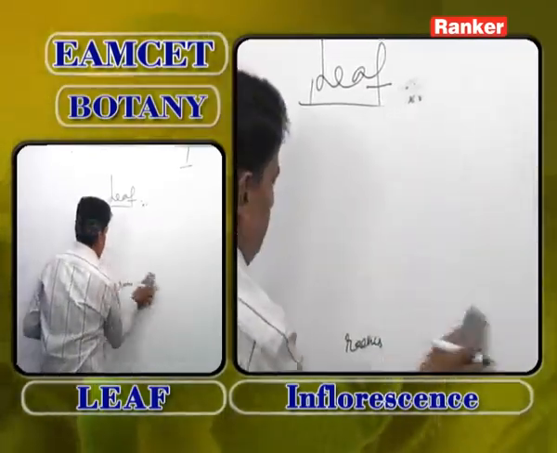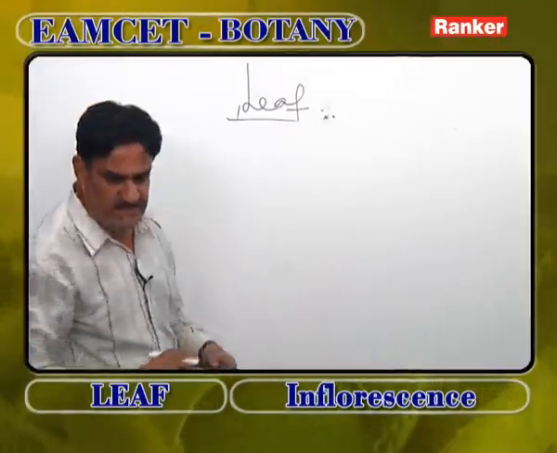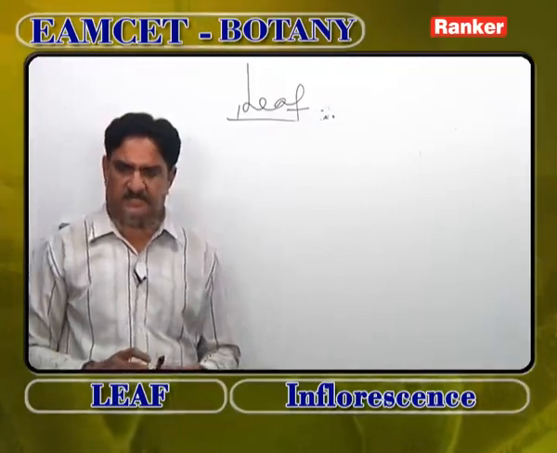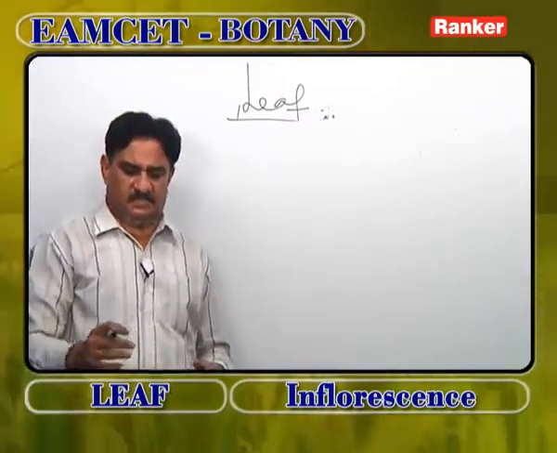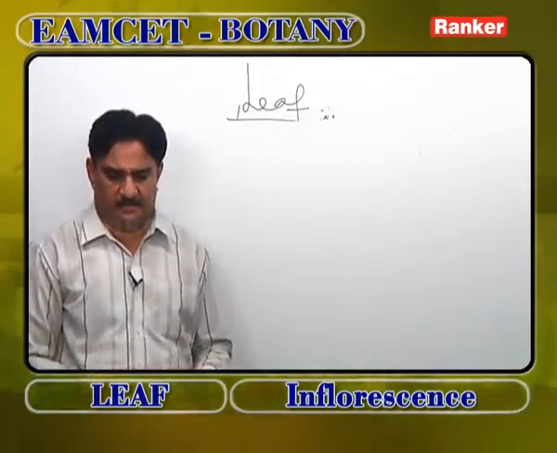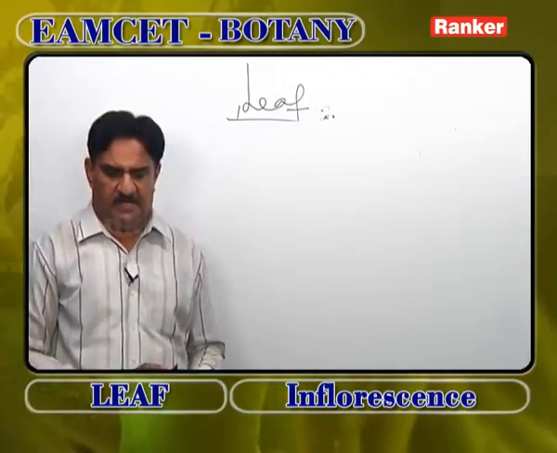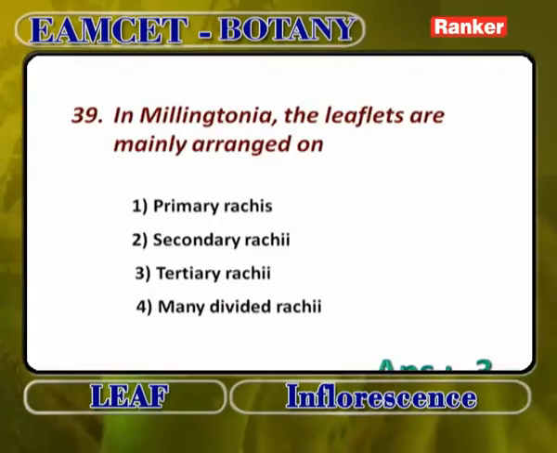There are some other options, we explain that also. First option is primary rachis. Leaflets are arranged on both sides of the primary rachis in the case of, just now I told, paripinnate and imparipinnate. Secondary rachis, Delonix and Cassia. Many divided rachis is found in Coriandrum sativum, a special feature of Apiaceae or Umbelliferae.